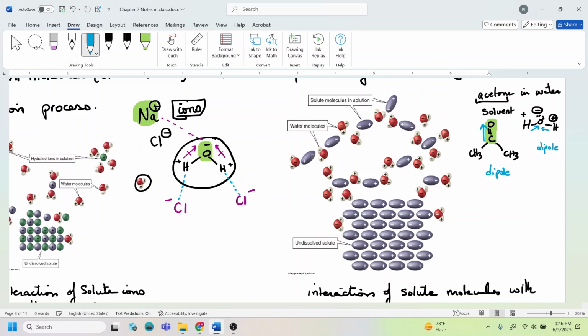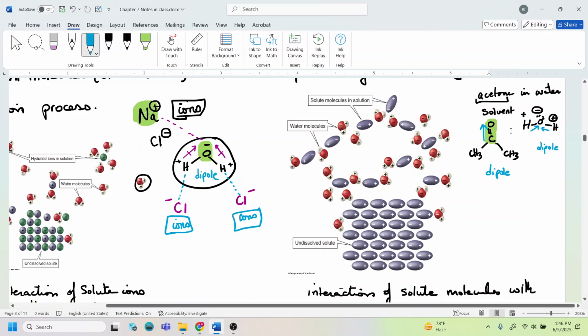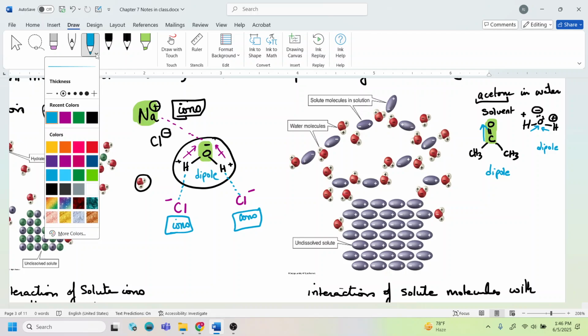It's different than the first case where water had a dipole and the chloride and the sodium were ions, so I had an ion-dipole interaction. Here I have no ions. I have a polar C double bond O and the polar H-O bond. So I have a dipole-dipole interaction. Now, how is the interaction going to be? Remember, opposite charges attract each other, and same charges repel each other.